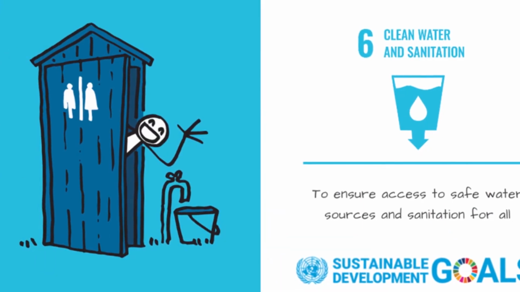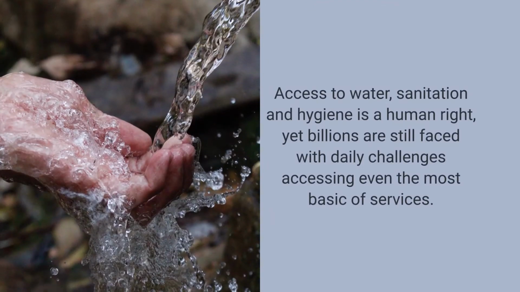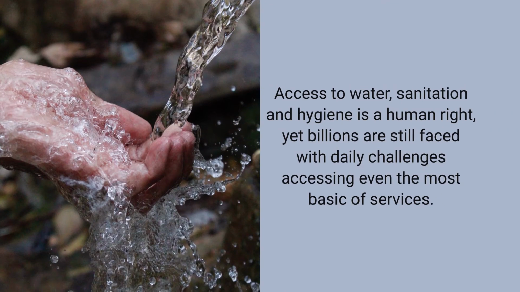Goal number 6, clean water and sanitation. The goal is to ensure access to safe water sources and sanitation for all. Access to water, sanitation, and hygiene is a human right, but billions are still faced with daily challenges accessing even the most basic of services. You will see this is very common in metropolitan cities in India and in arid and semi-arid regions.